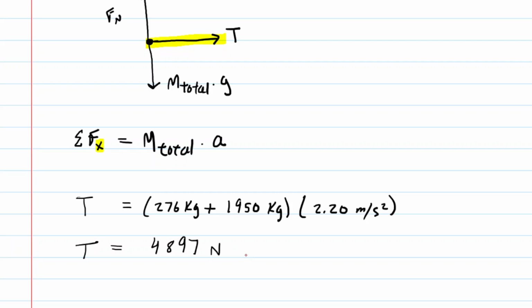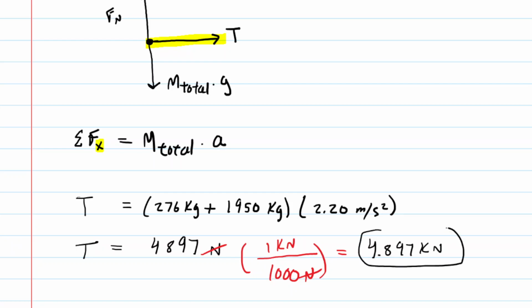And we can use the following simple conversion factor. Hopefully, we all know that 1 kilonewton is equal to 1,000 newtons. And by multiplying by this conversion factor, we can see that the newtons here are going to cancel out. And when we simplify this, we end up with a thrust force of approximately 4.897, and then this would be in kilonewtons. So this would be the correct answer to part A.